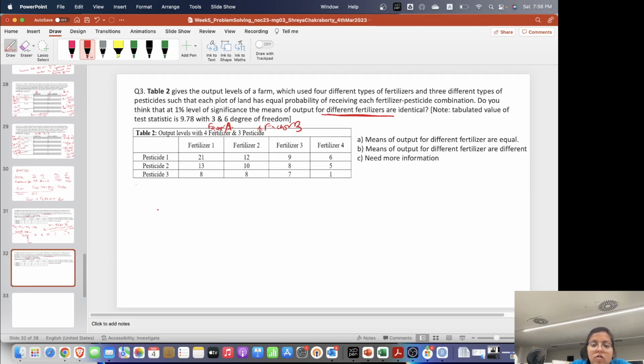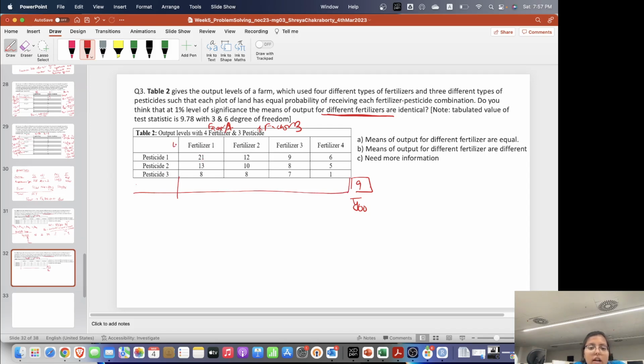Okay, so here we have these. So the grand mean is 9. We'll calculate each of the group means now. So for here, let's say fertilizers, for fertilizer 1, what is the group mean?